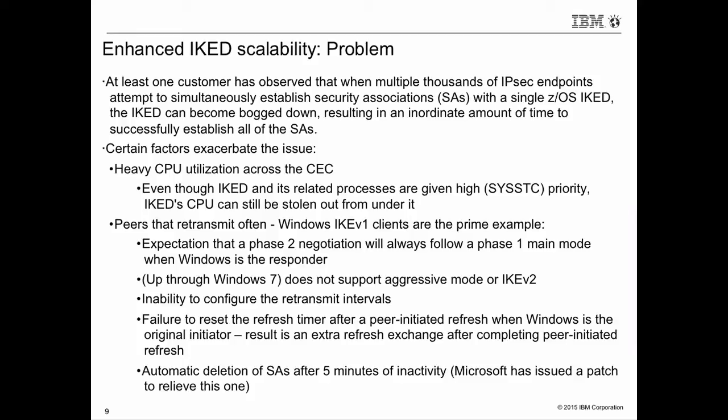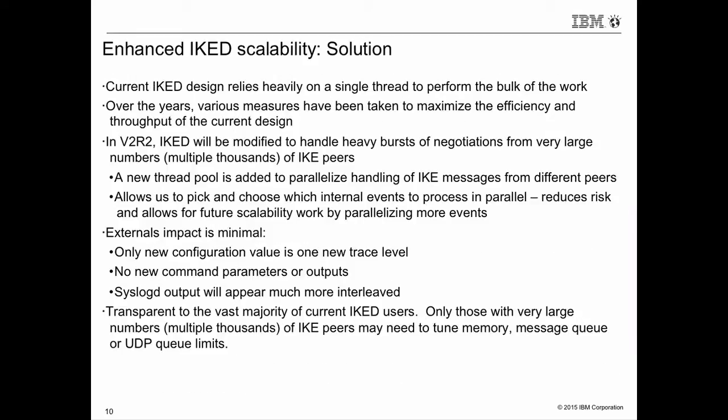Sometimes the IKE daemon gets bogged down. And if you look down this chart, you'll see some of the reasons why. Clearly, one case is if the CPU is already heavily utilized on the CEC, the IKE daemon may just not be getting enough cycles to do all the things it has to do. We know that we've had particular issues with some of the older IKE v1 clients, and Windows in particular, with how they retransmit to us, giving us extra workload and causing us to take longer to negotiate the security associations. So this ends up in a situation where, yes, the tunnels come up, but it may take an inordinate amount of time if we're talking about several thousand tunnels that have to be negotiated. So in 2.2, we want to do something to improve that.